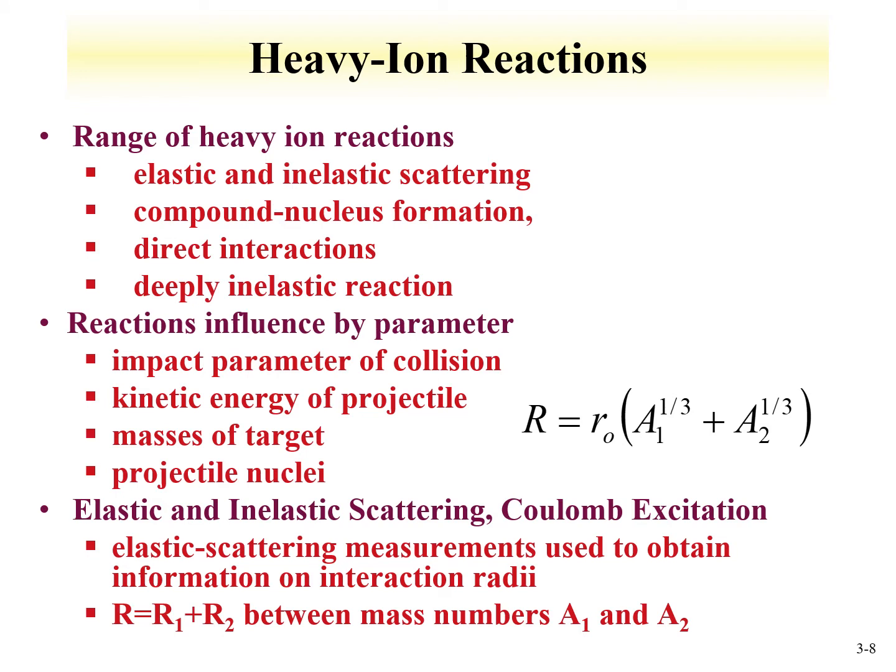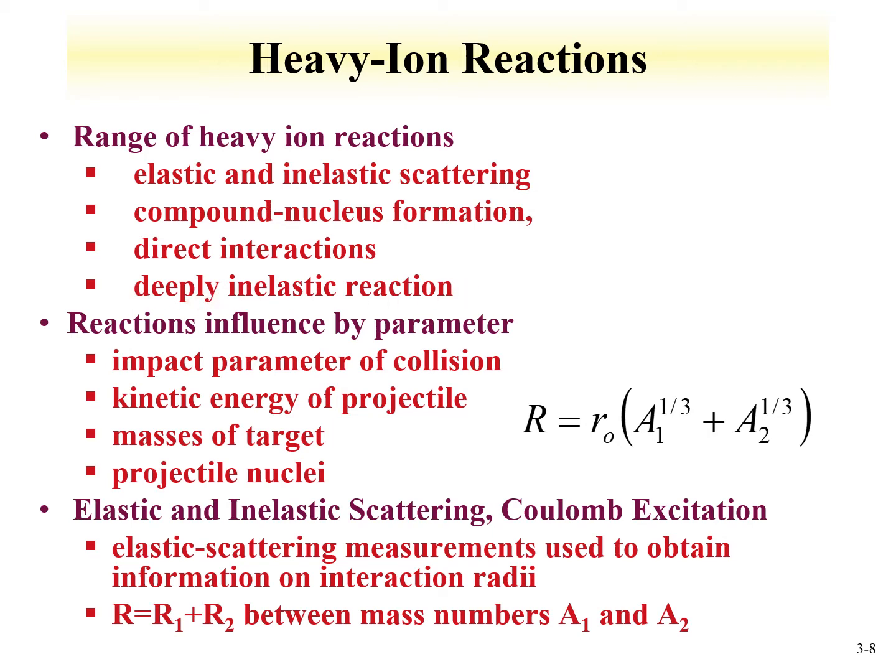Another route of reactions is moving from lighter particles to heavier particles. So as opposed to using a proton, think about bombarding a nucleus with something like oxygen 16. So we have these heavy ion reactions. And these heavy ion reactions, in a lot of ways, are similar to light ion reactions, where we can have elastic and inelastic scattering, compound nucleus formations, direct interactions, and deeply inelastic reactions.